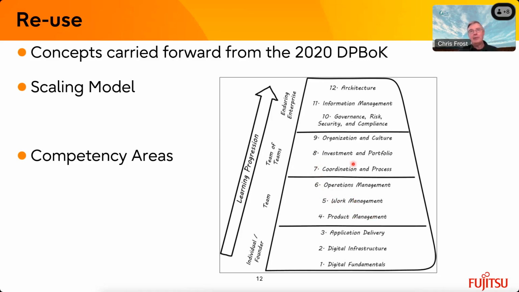Then as you continue to grow, teams of teams, the competencies that become relevant there are coordination and process. It's probably around about this point that as a developing company, you're starting to formalize some of the processes that you need to go through, and you need to do that because of the numbers of people that you've now got engaged in this. You need to put a little bit more structure around it all.